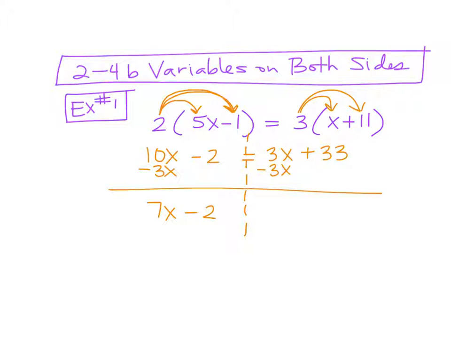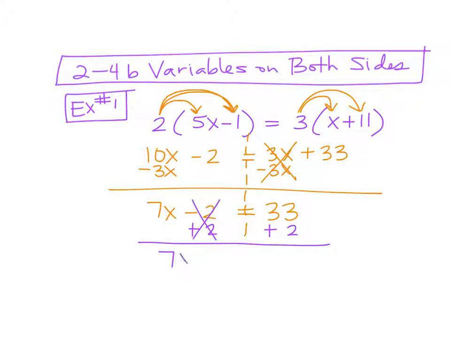We still have a minus 2 over there. Bring down your equal sign. The 3x's are now gone, and we're left with a 33. What would your next step be? Add 2. Right, we're going to add 2 to both sides. So this goes away. -2 plus 2 is 0. We get 7x equals 33 plus 2 is 35. And then what's your last step? Divide by 7. Okay, so x is 5.